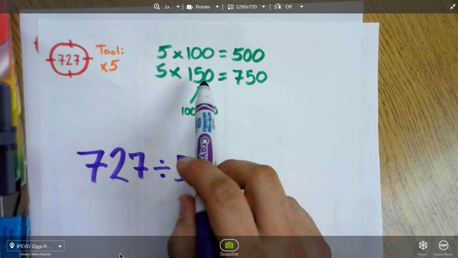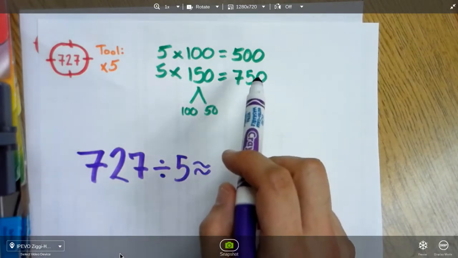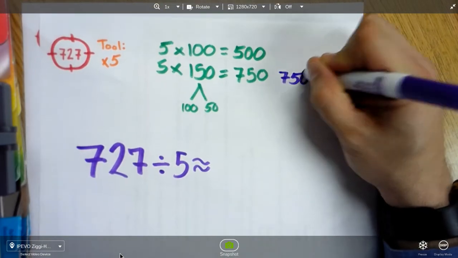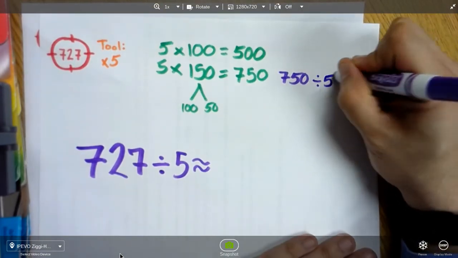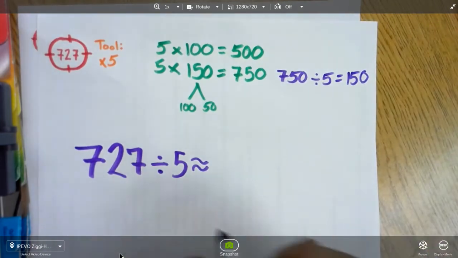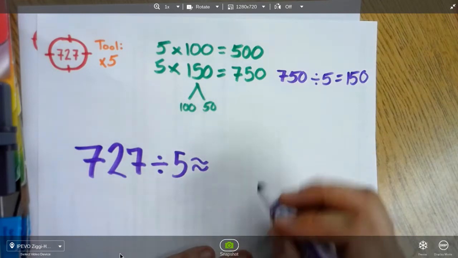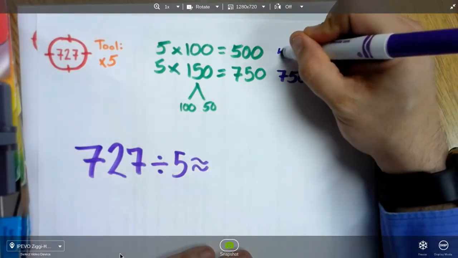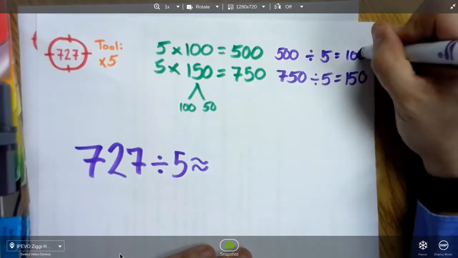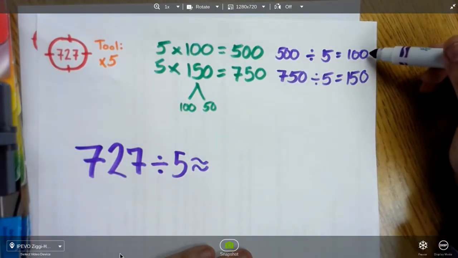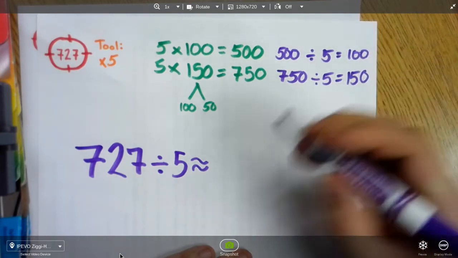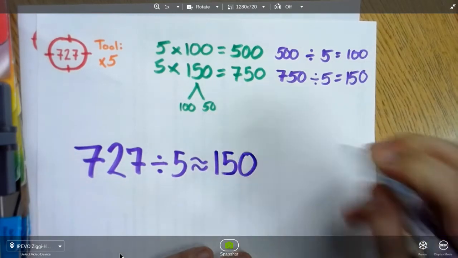Well, I know that 5 times 150 equals 750. That's a pretty close example. I can always rewrite that, like I said before, as 750 divided by 5 equals 150. If that's the case, I can say that a fair estimate is between, I'm going to rewrite both of my problems here, that my answer is going to probably be between 100 and 150, and that it's probably pretty close to 150. That's how I can get my range.